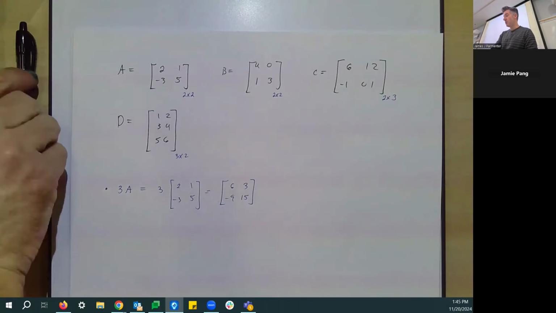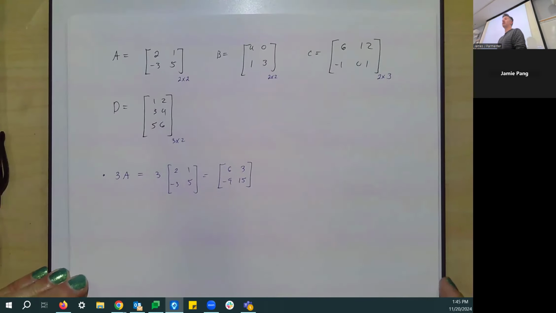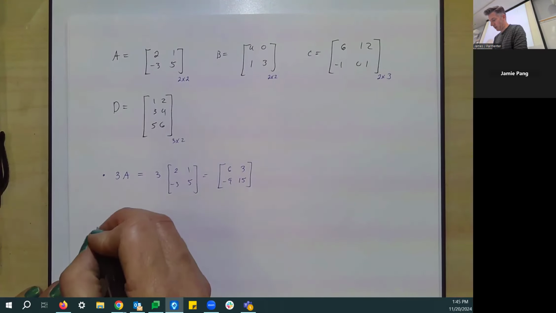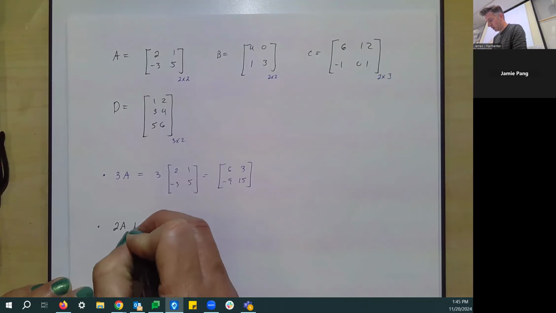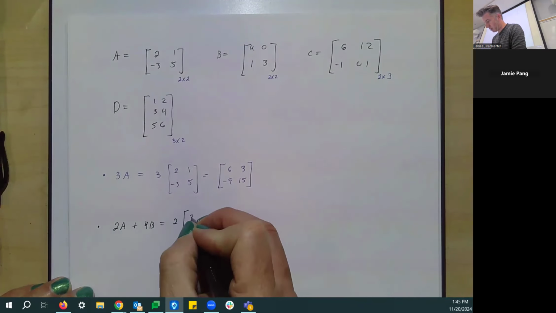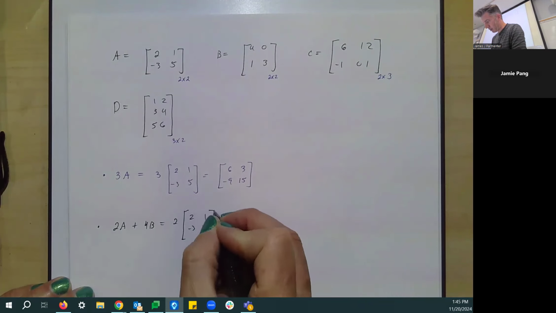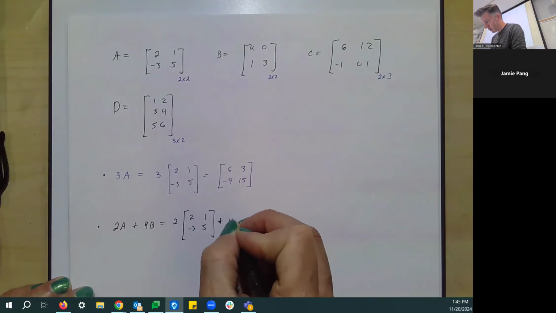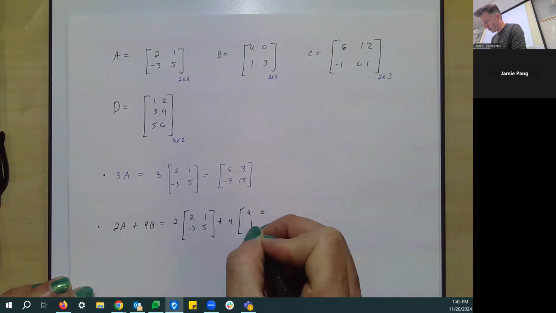Or if you want to add 2 matrices together, they have to be the same exact size, meaning there has to be the same number of rows and the same number of columns. So the only matrices I could add together here would be A and B. So I could add something like 2A plus 4B, which would be 2 times [2, 1, negative 3, 5], plus 4 times [4, 0, 1, 3].